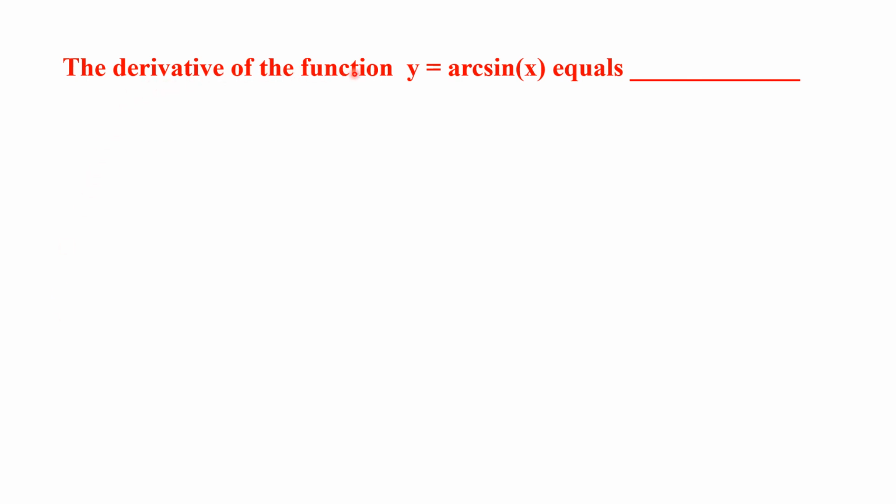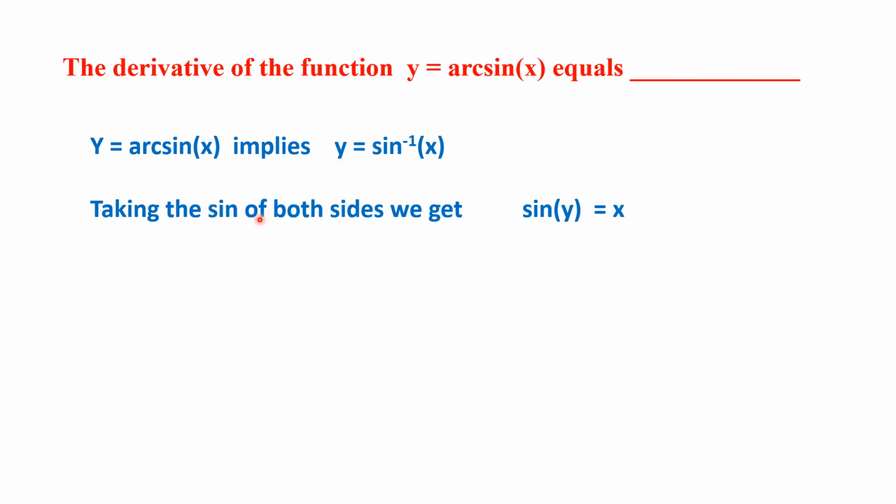The derivative of the function y equal to arc sine x equals, y equal to arc sine x implies y is equal to sine inverse of x. Pretty much the same. Arc sine x is like sine inverse of x. To find the derivative of y, first of all we have to apply sine to both sides. If we do so, taking sine of both sides, we get sine y equal to x. Because we take sine here to the left, it will be sine y. And then the sine of sine inverse of x will give us x. So sine y is equal to x.